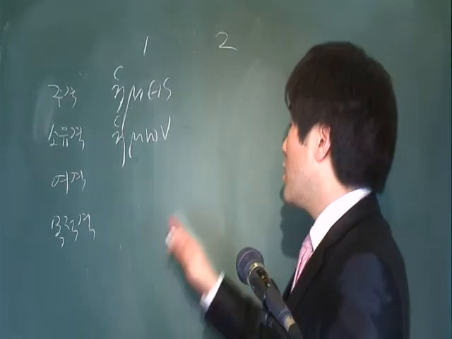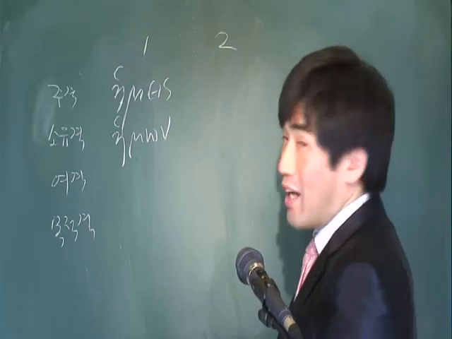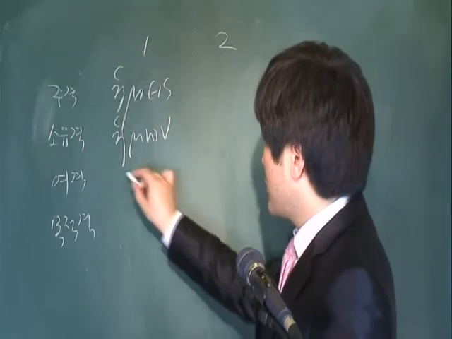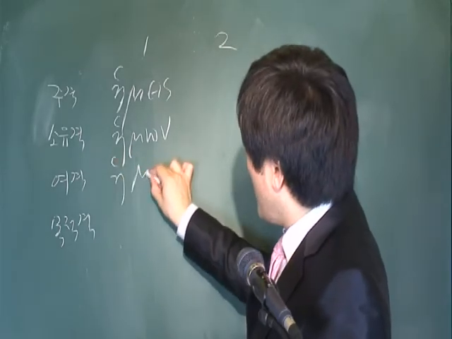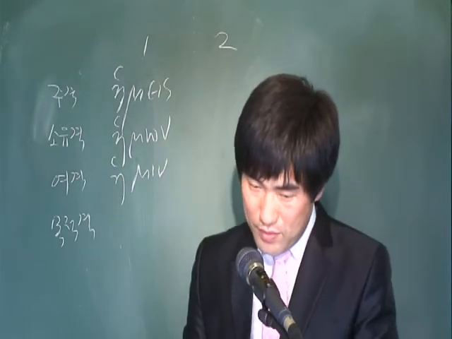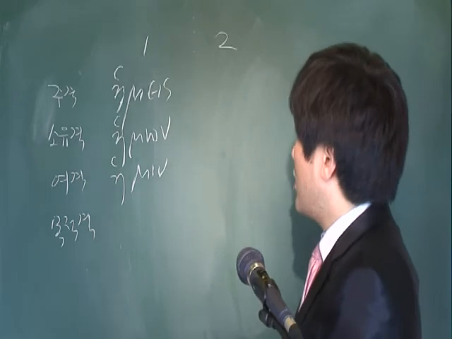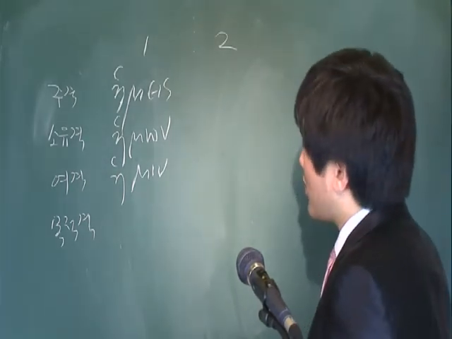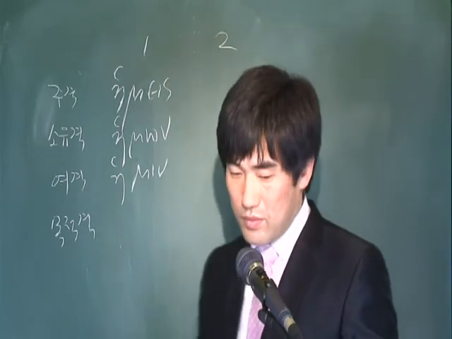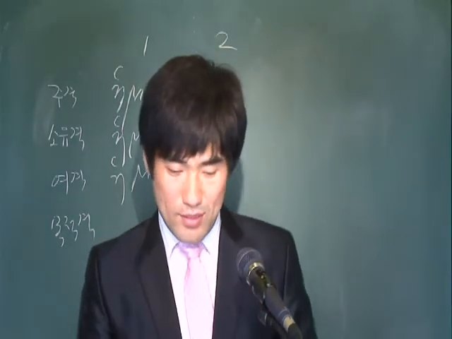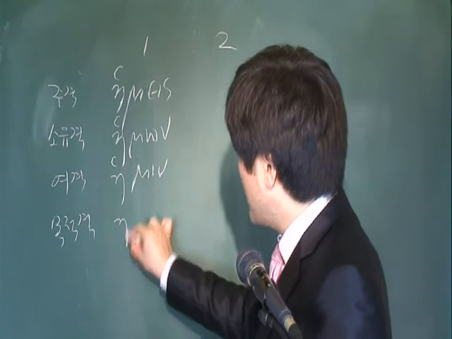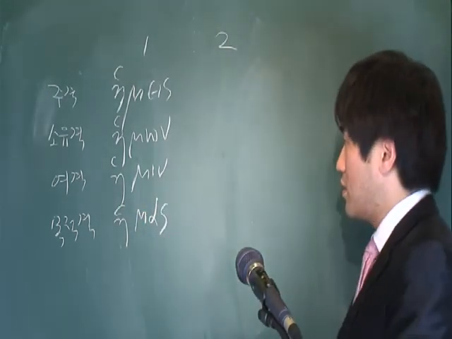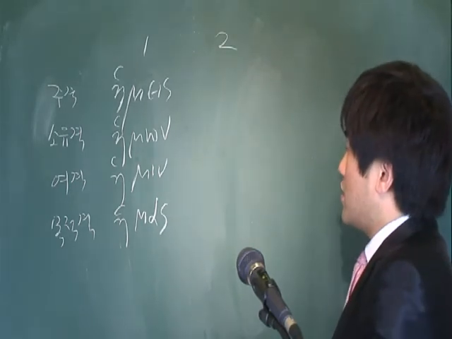Next, we will learn that there is a special usage of autos. Autos is the most basic third-person pronoun. However, this word has a few other special usages besides being a third-person pronoun. We will study this in 3 different ways.